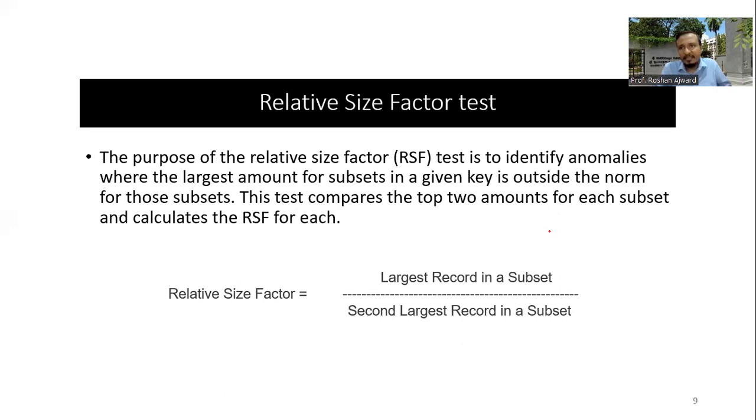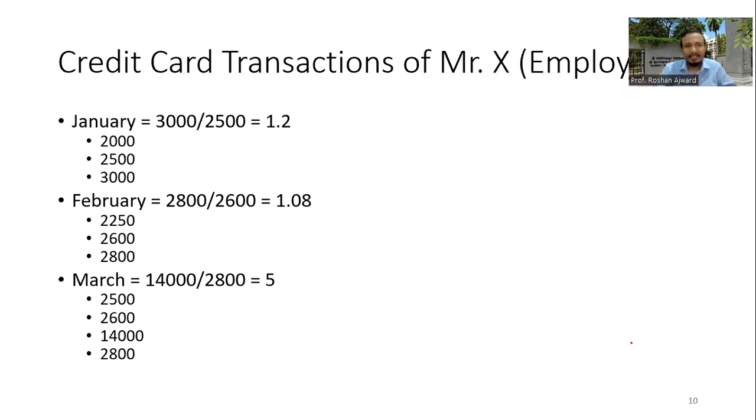Then let me finish it. There are several tests that I want to discuss, but again, no time. This test is called the relative size factor test. It's a very simple test. What it does is it takes the largest record in a subset and divides it by the second largest record in the subset. What the heck is that? Let me demonstrate.